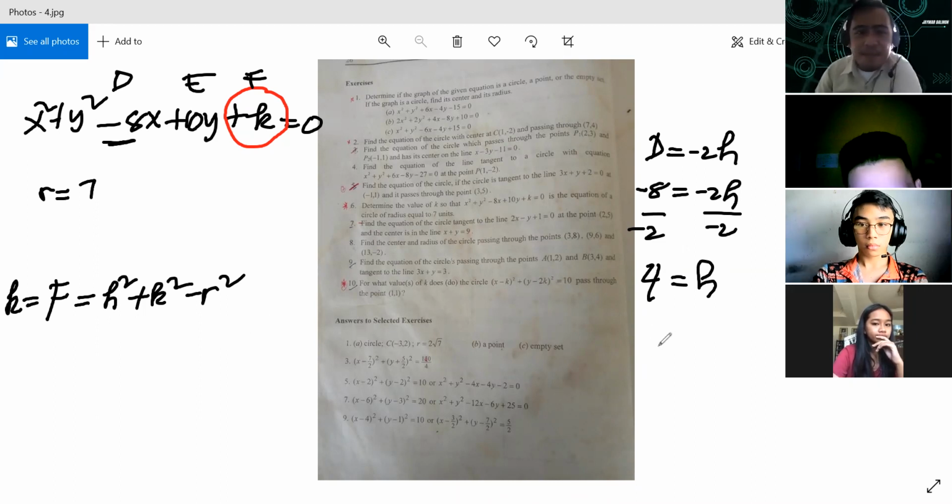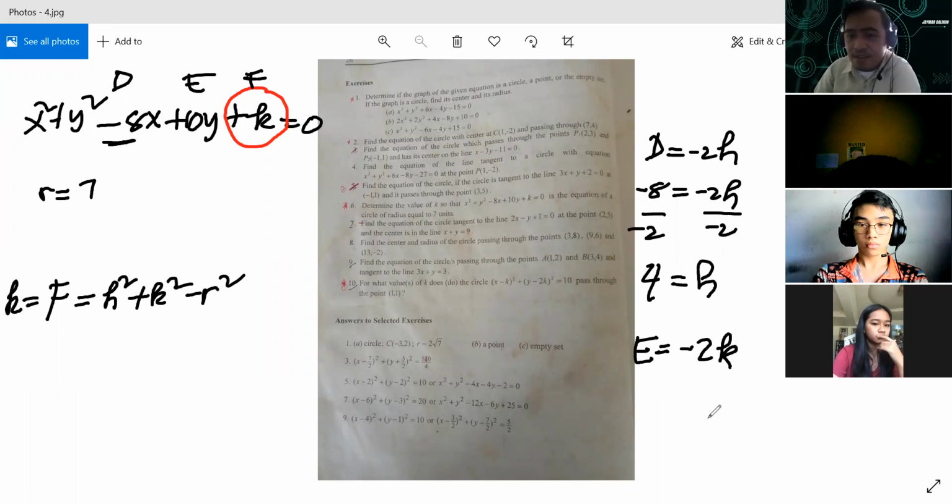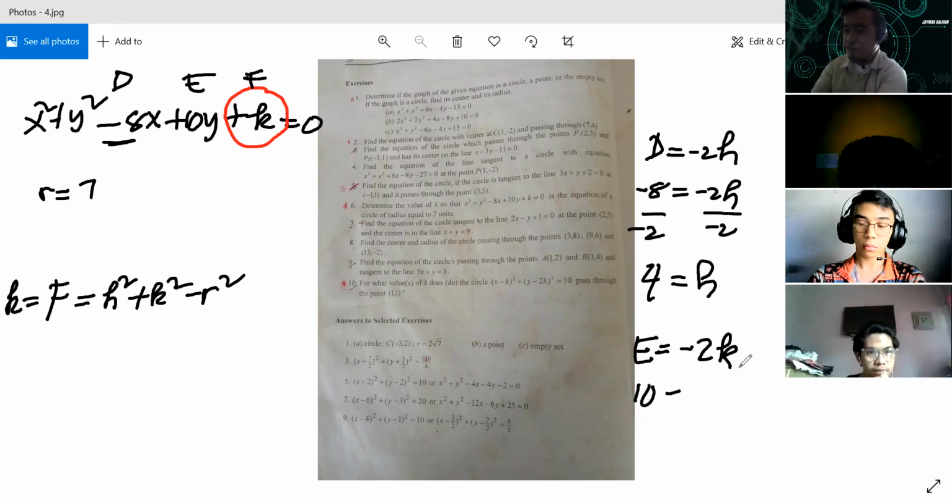How about your K? We'll look for it from the E, right? Remember, your E is the negative of 2K, right? Out of your E, you can get your K. Your E is 10. Agree, class? So you divide both sides by negative 2, and your K will be equal to negative 5, right? Okay, class? Is that clear? Yes, sir.